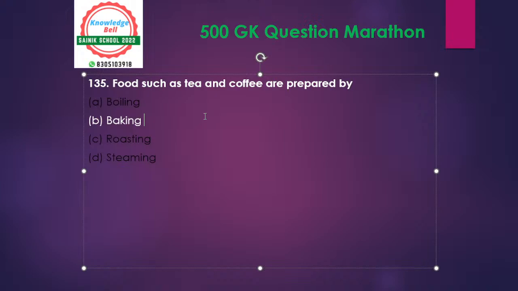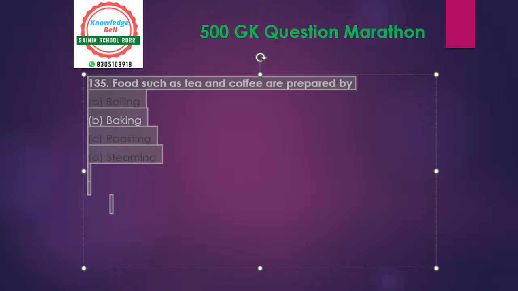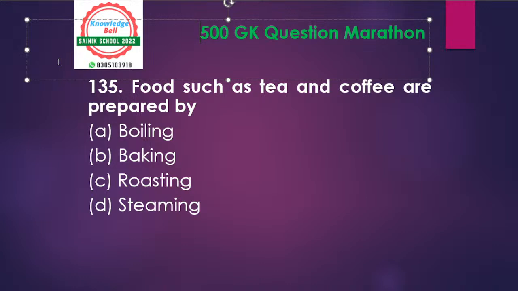The next question. By which of the following methods are tea and coffee prepared? How do we prepare tea and coffee? Name the method involved in the preparation of tea and coffee. Boiling, baking, roasting, steaming.